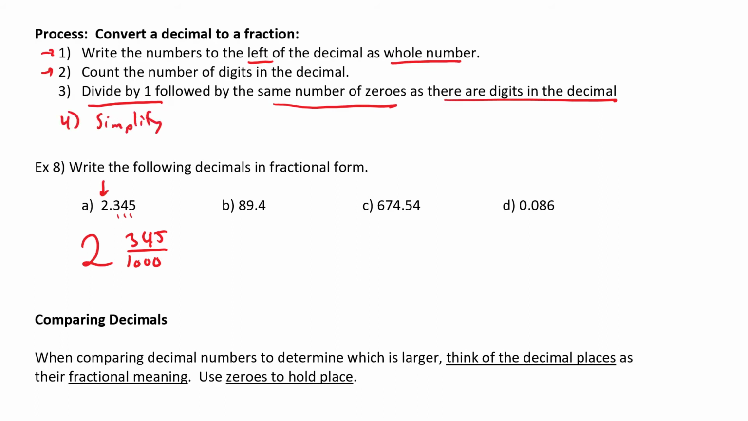simplify. So to simplify here, we can take a 5 out of the top and the bottom. And here we have 2. 1,000 divided by 5 is 200. 345 divided by 5, that's going to be 20, 40, 60, 69. This decimal here is 2 and 69 over 200.